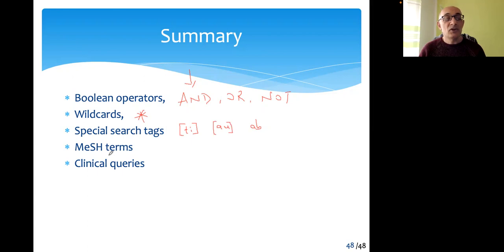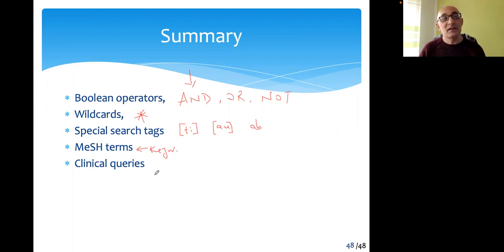Then we have the mesh terms. Mesh terms, where do they come from? They come from the keywords, which the authors have given actually when they prepared or submitted their manuscript.